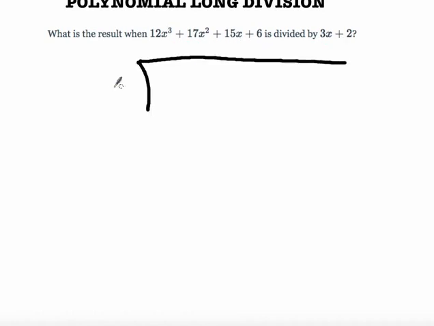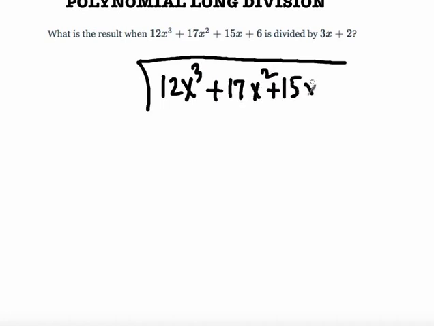Okay, inside the house we would have 12x cubed plus 17x squared plus 15x plus 6. That's the dividend. And the divisor is 3x plus 2. Now, this is how we do the long division.